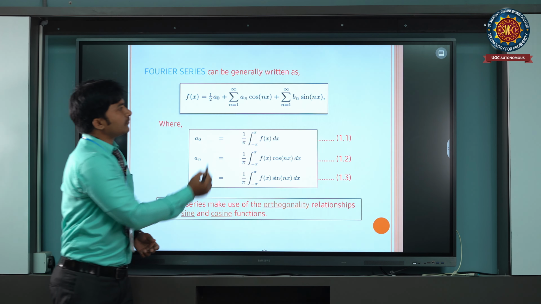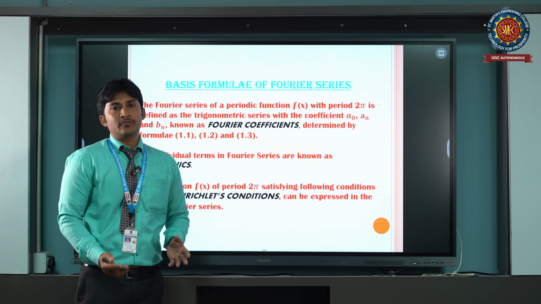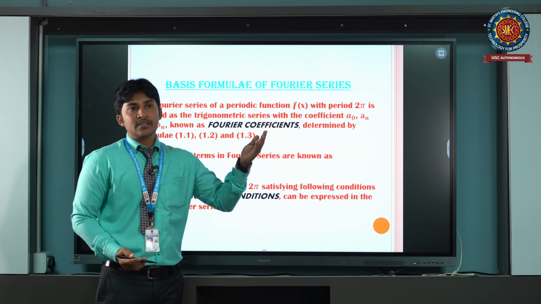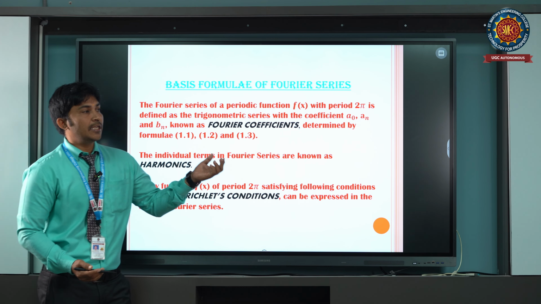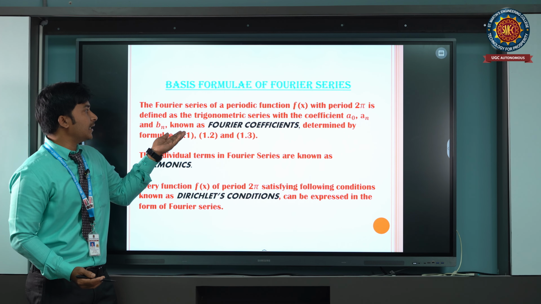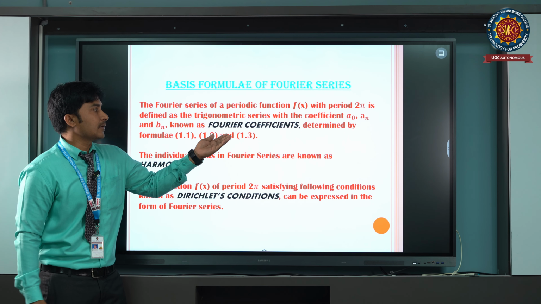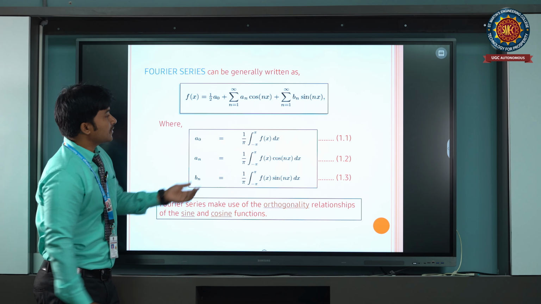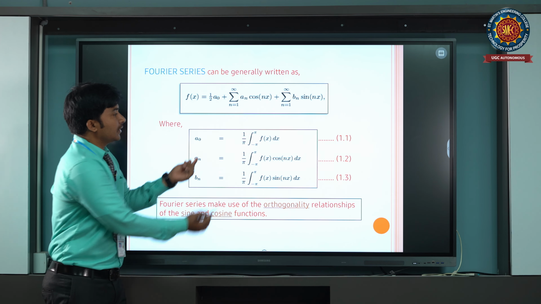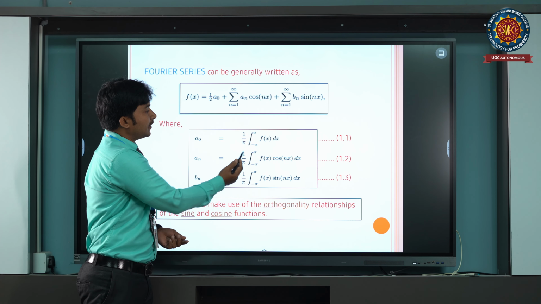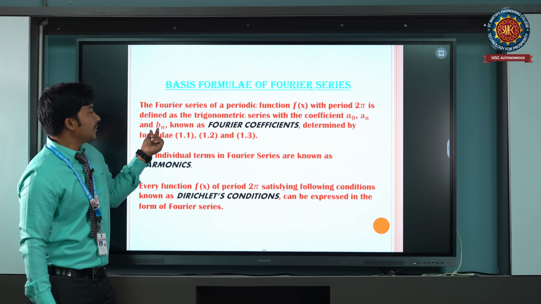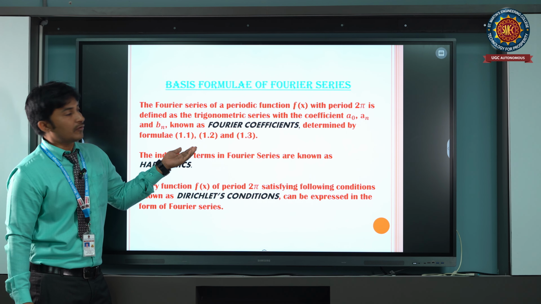Next one, the basic formula of the Fourier series. The Fourier series of a periodic function f of x with period 2 pi, where a naught, a n and b n are known as the Fourier coefficients, is determined as: a naught equals 1 by pi integral minus pi to pi f of x dx, and similarly a n, b n are also Fourier coefficients.